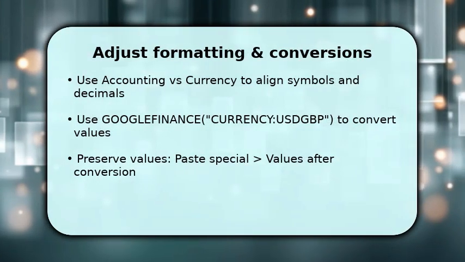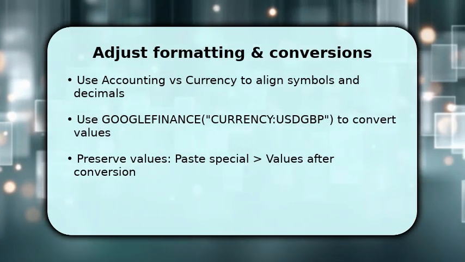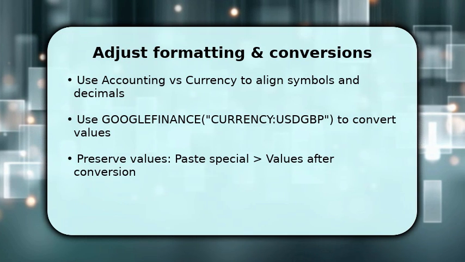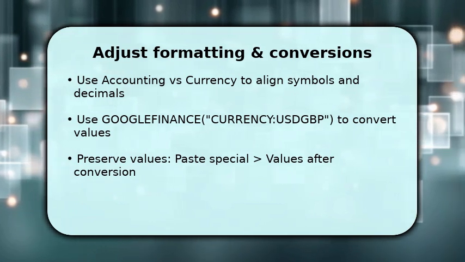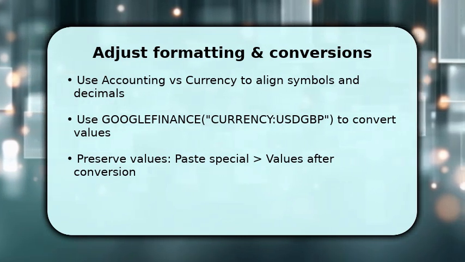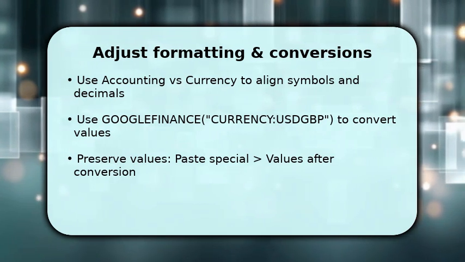Next, refine how currency appears and convert amounts when needed. Use accounting if you want left-aligned symbols and currency for inline symbols. Both respect decimal places. If you need converted amounts, use a formula like equals A2 asterisk GOOGLEFINANCE, currency, A-store, to pull live rates, and then round or format to 2 decimals.